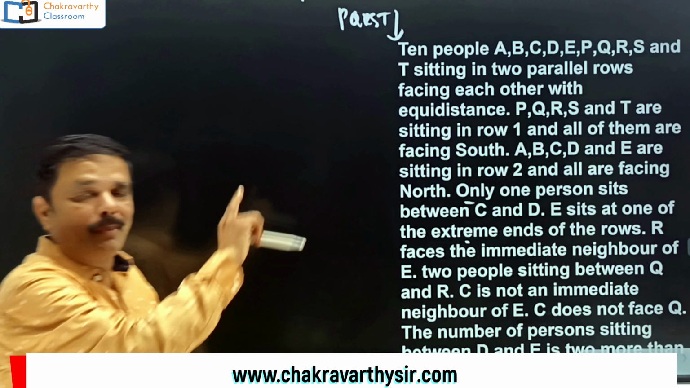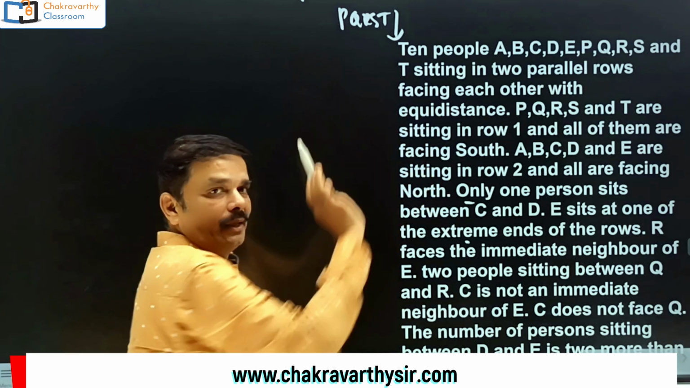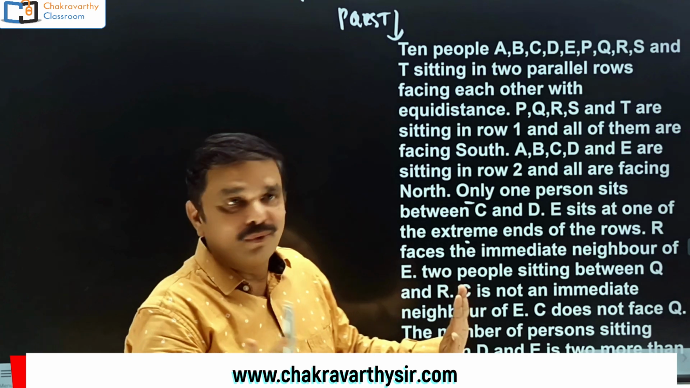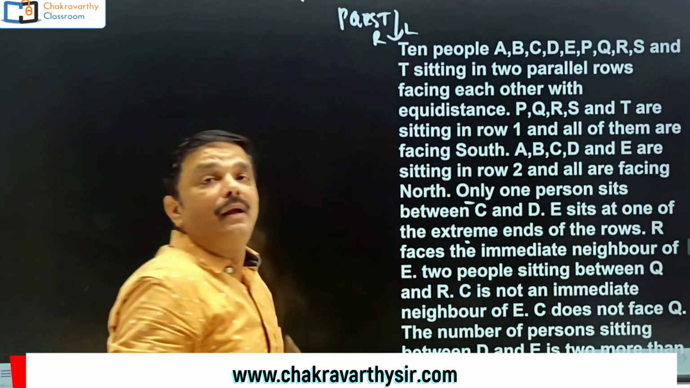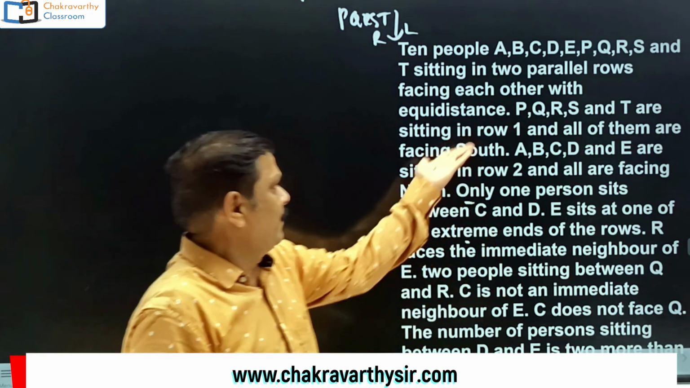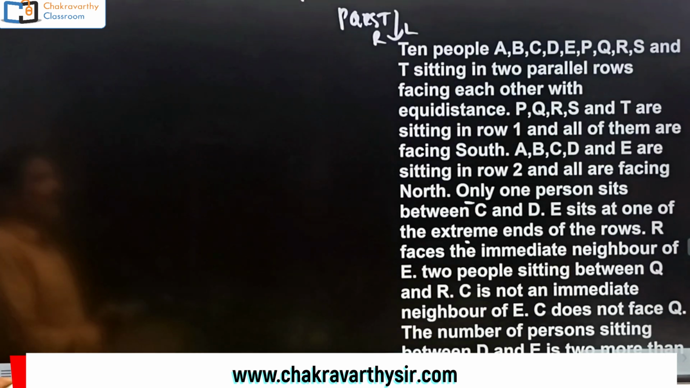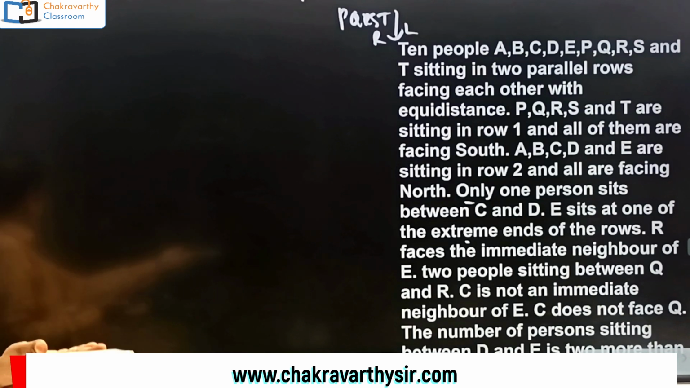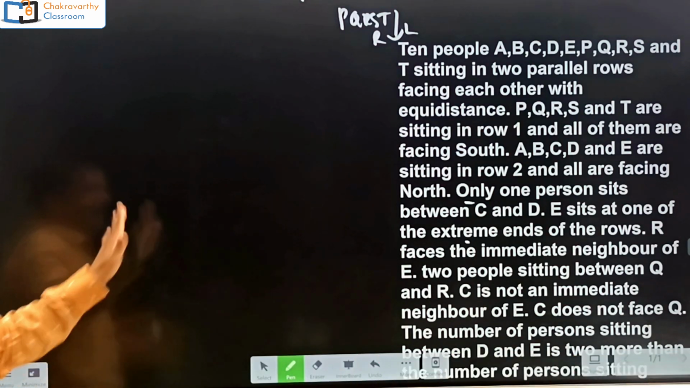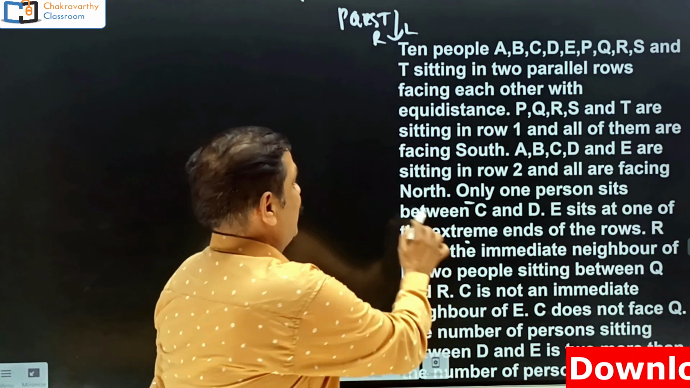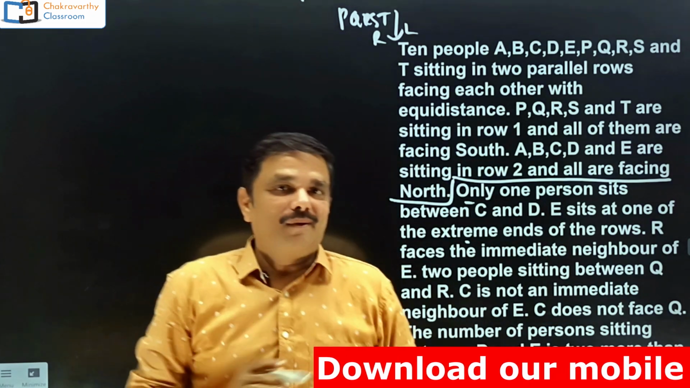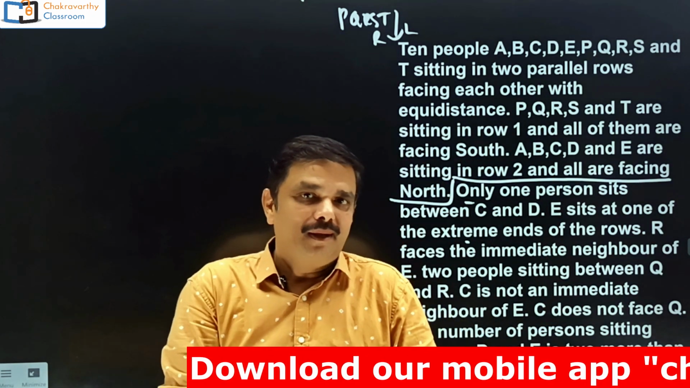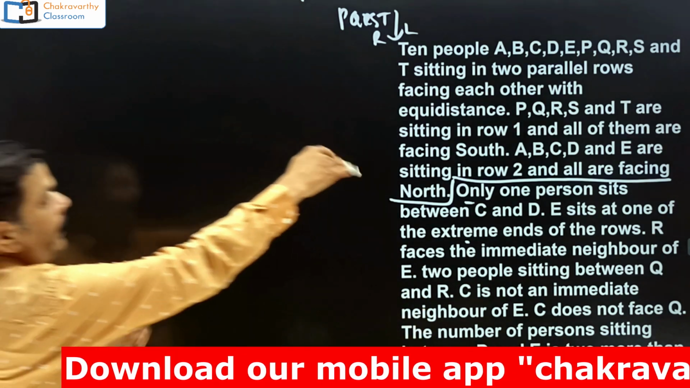Now P, Q, R, S, T, they are all facing south. When the people are facing south, always remember, I think you must be knowing this, don't get confused here. This side will be their right side, this side is their left side. Okay, and then the remaining persons A, B, C, D and E are sitting in row 2 and all are facing north. Your right is right, your left is left, no need to write on the board. Okay, up to this you got some idea of the question. Now you got the blueprint in your mind. Okay, how to start the question, exactly how they have given.